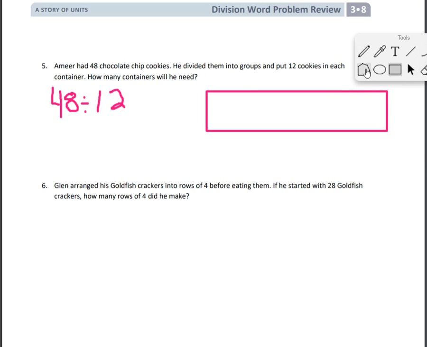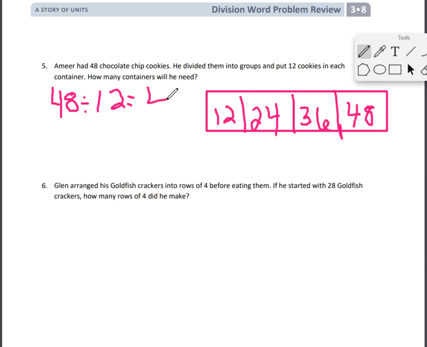We've got to get comfortable with the 12s. That's important for us because they are going to come and come and come. 12s will never go away. All right, so we're going to count with our tape diagram. We have 12, we have 24, we have 36, and here we are at 48. So that was 1, 2, 3, and 4.